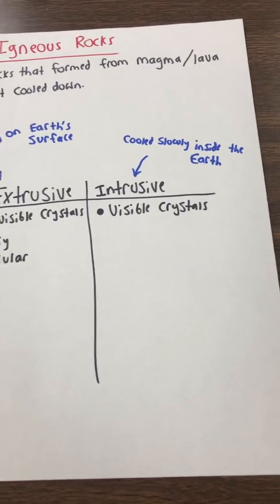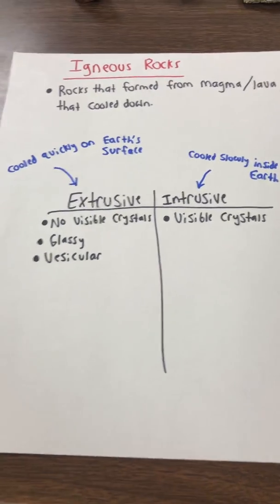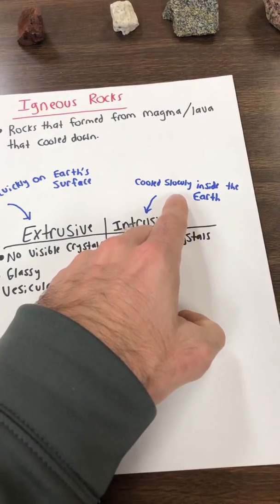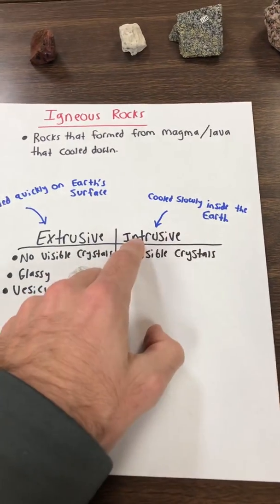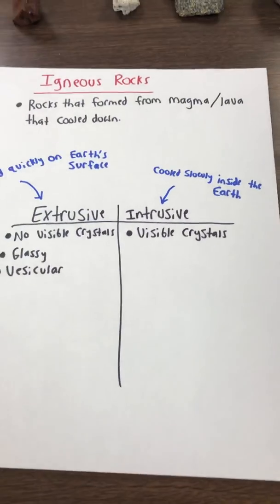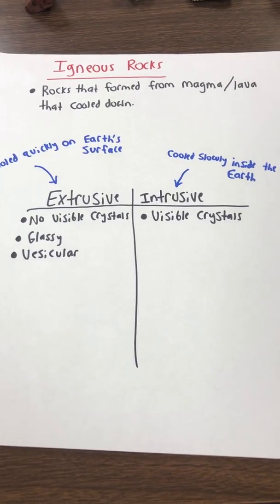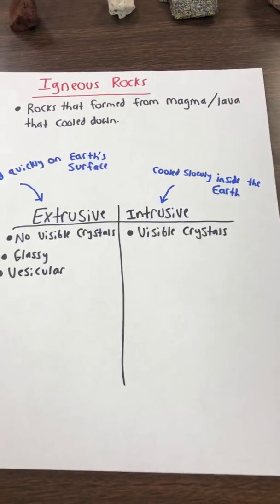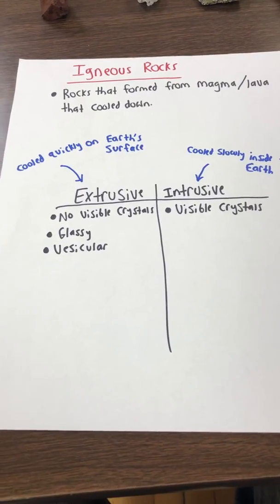Then the other type of igneous rock is intrusive. And what makes this different from extrusive rocks is that intrusive rocks cooled slowly inside the earth. So it's easy to remember, right? Intrusive cooled inside the earth, and we know the inside of the earth is really hot. And because it's hot, it's going to take a while for that magma to cool down and solidify. Since that magma is cooling down slowly, that means the crystals are going to have a lot of time to grow, and the crystals are going to be visible without a microscope or magnifying glass or anything like that, okay?